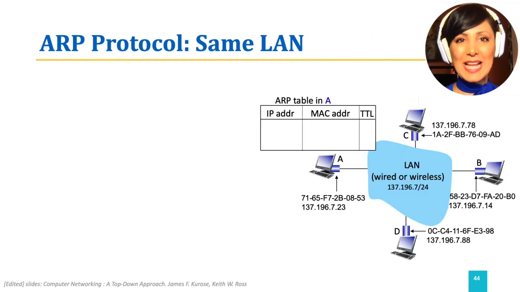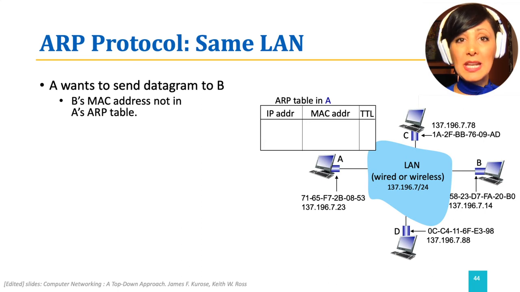Let's explore an example of using ARP protocol while performing a transmit between nodes within the same LAN. For example, in the same figure we saw before, if A wants to send a datagram to B, but it does not have B's MAC address. This means its ARP table does not have an entry for IP address of B. Therefore, A needs to find B's MAC address using B's IP address. This should be done using ARP protocol.